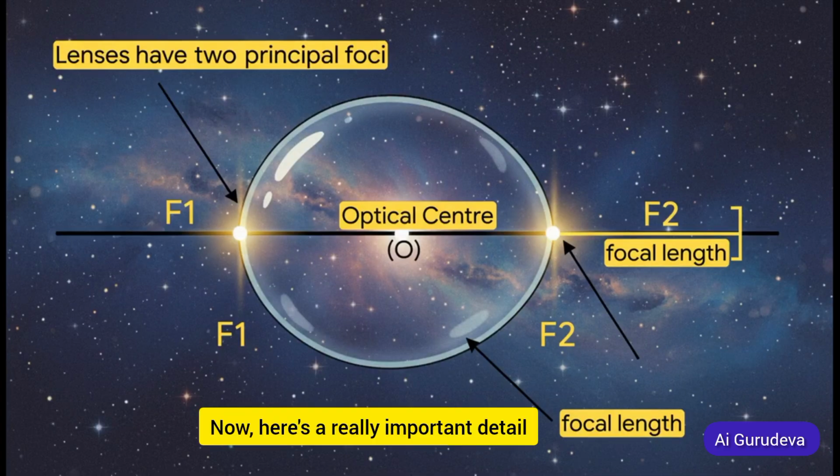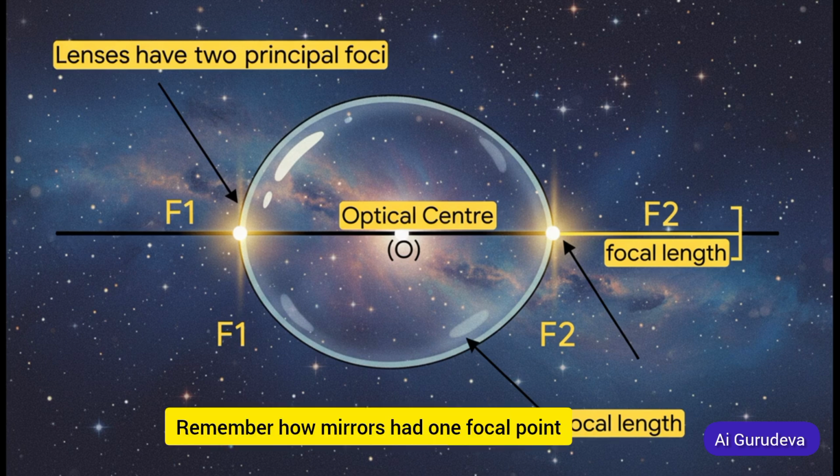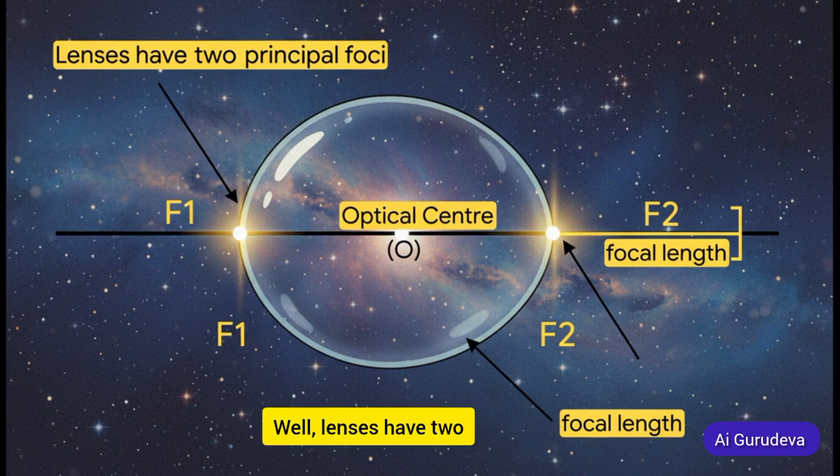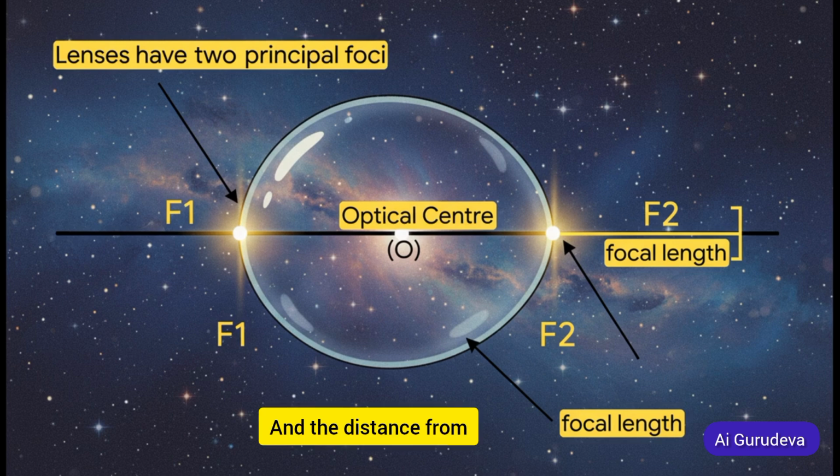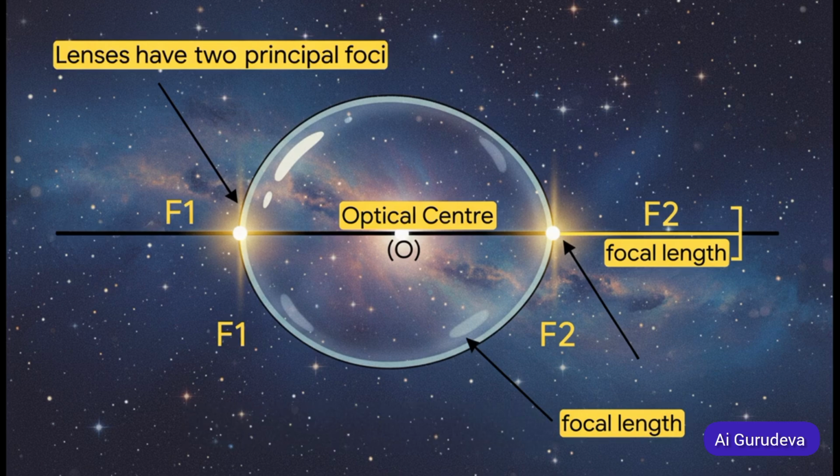Now, here's a really important detail. Remember how mirrors had one focal point? Well, lenses have two, one on each side. We call the dead center of the lens the optical center, or O. And the distance from that center point to the focus? That's the focal length. It's kind of like the lens's magic number.